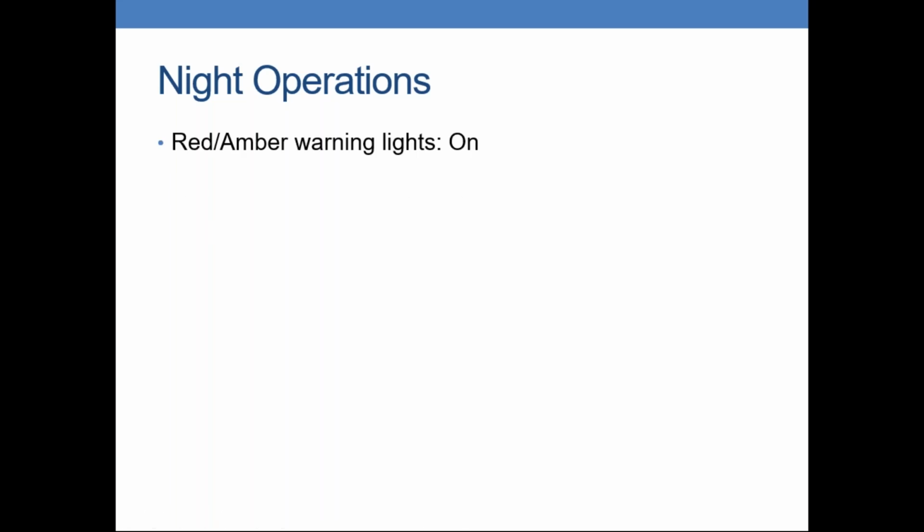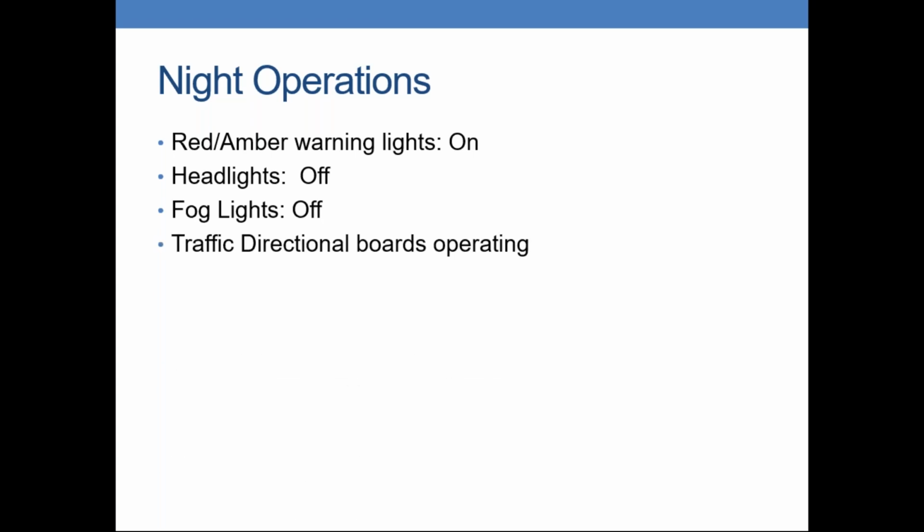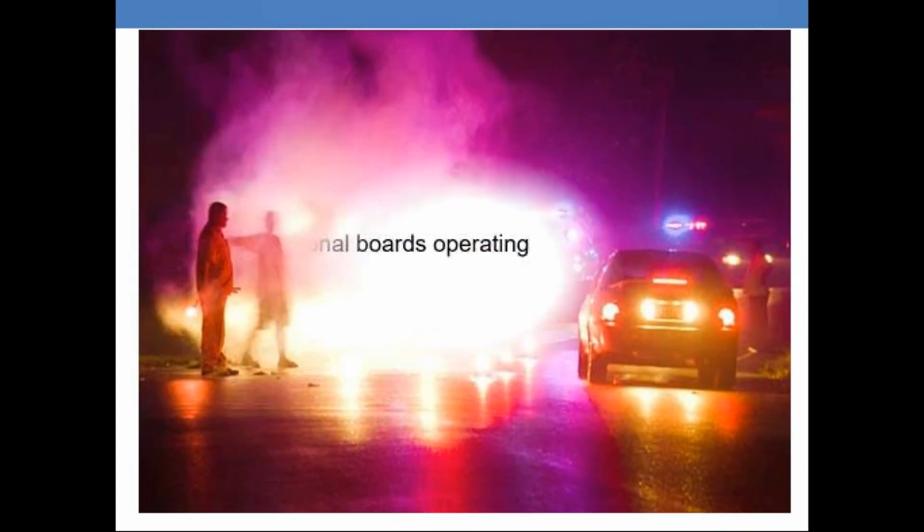When we're dealing with light operations, this is where we're going to toggle our changes within our lights to better ensure the safety of that oncoming traffic, because certain warning lights will basically blind that oncoming traffic. So our red and amber warning lights should be on, but our headlights should be off because those headlights really blind that approaching traffic, as well as our fog lights. Our traffic directional boards should be on and operating.